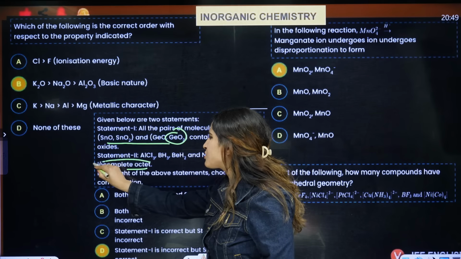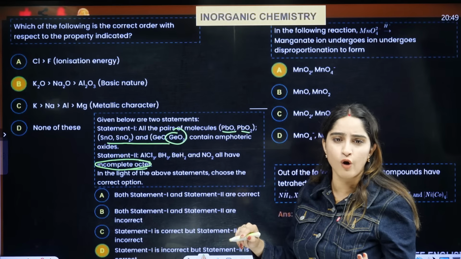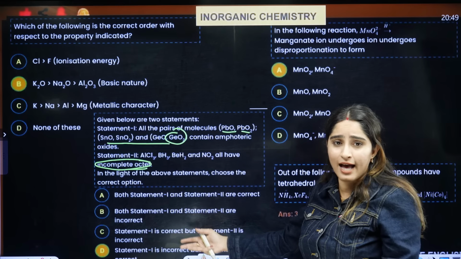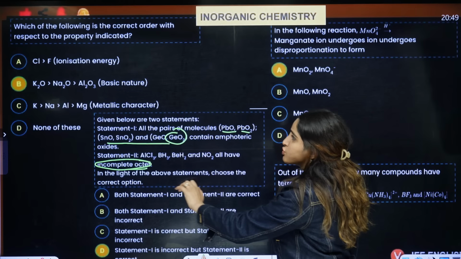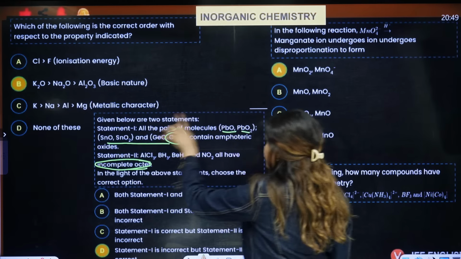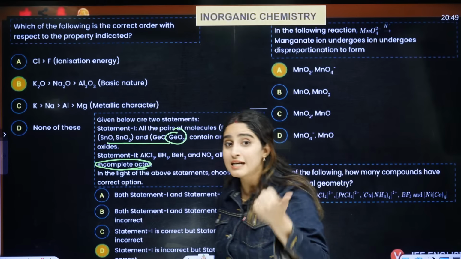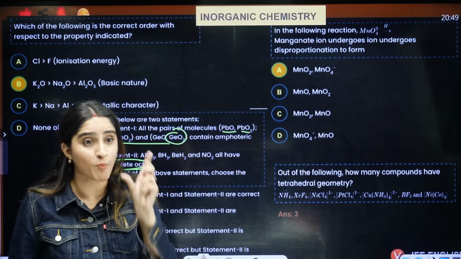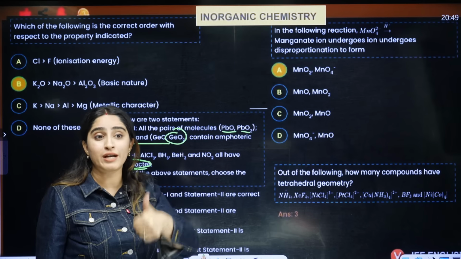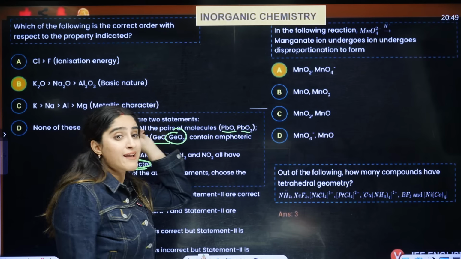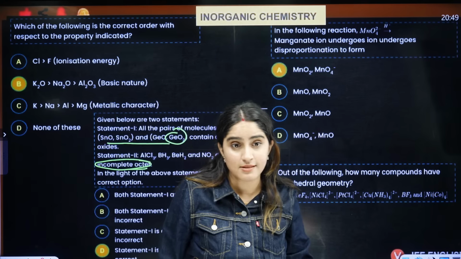They have asked here, this was a general question based on incomplete octet. For this you don't have to study anything as such, right? But for this you have to study the exceptions, for this you have to study the acidic, basic, amphoteric oxides. So mark it, acidic, basic, amphoteric oxides, they are asking you exceptions, right? They are asking you, right?